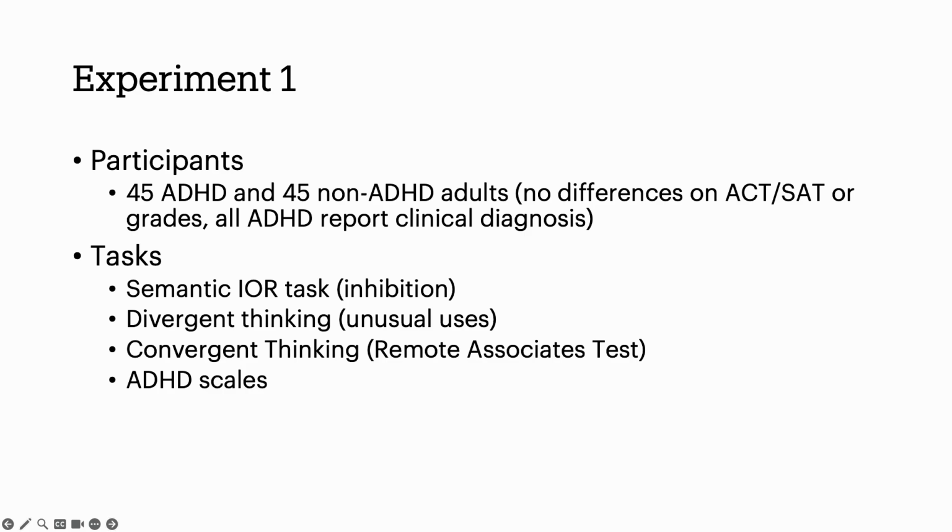So they did an inhibition measure, and I'm not going to describe that inhibition measure today, but just know that we measured their inhibition. We measured divergent thinking with the unusual uses test. We measured convergent thinking with the remote associates test. And then we gave people a bunch of ADHD scales to just make sure that they had ADHD.